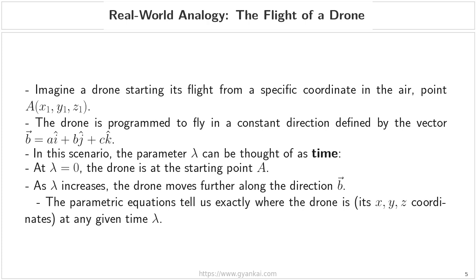By using the parametric equations we derived in the last slide, we can actually calculate the exact position of the drone, its precise x, y, and z coordinates, at any specific moment in time, lambda. This brings us to the next slide, where we will apply this exact logic to solve a concrete numerical problem.